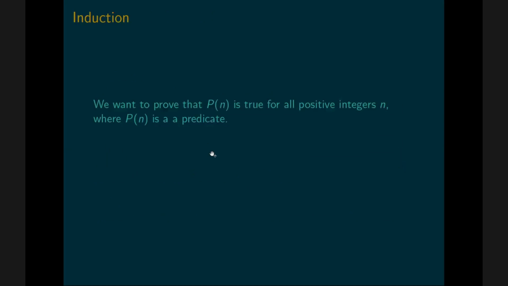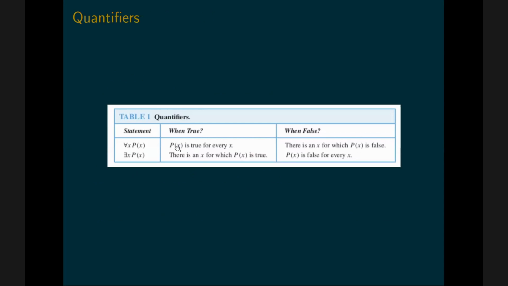In order to prove that such a statement is true, we have to prove it for every x. To prove it false, we need just to find one x for which P(x) is not true. For the existential quantifier, it's the opposite. To show it's true, we need to find that one x. But to prove that it's false, we need to show that this is false for every x, so there is no x for which it is true.